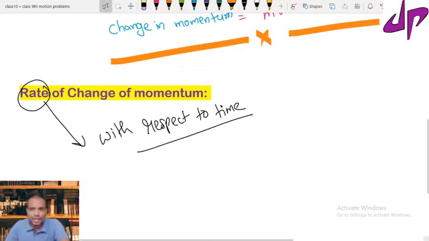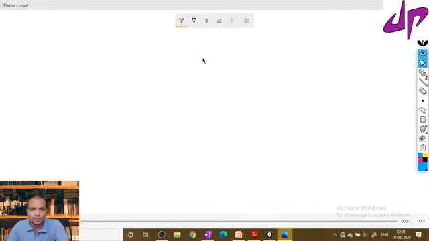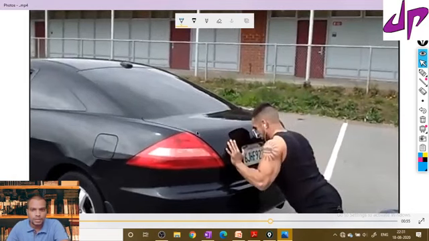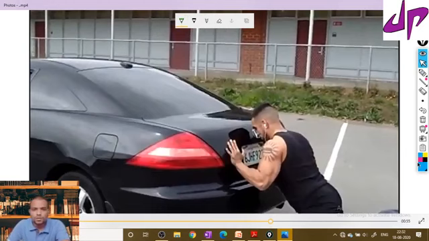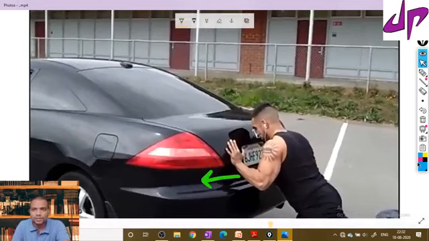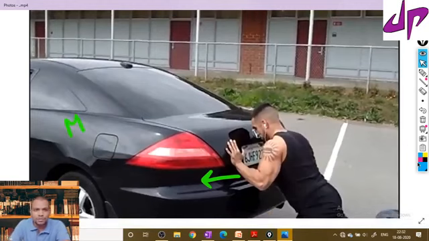So let's see a case to make you understand. So I am taking a case here. Now in this case, he is applying a force on the car. This is the direction of the force on the car. Now let's take the car mass m equal to capital M.